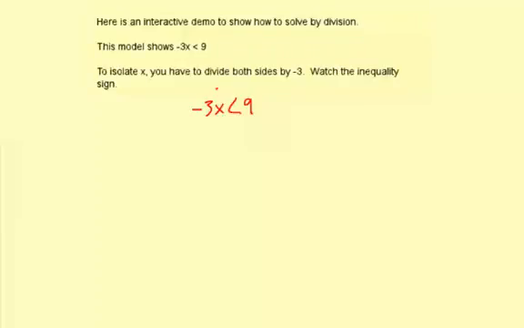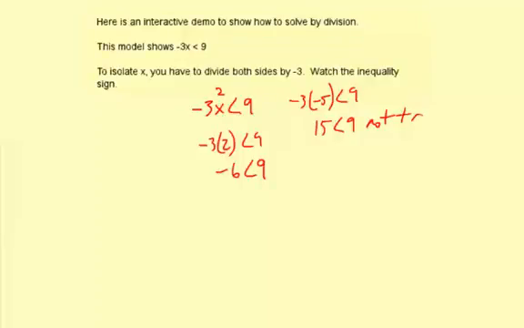How about 2? If you input a 2, you get negative 3 times 2 less than 9, and negative 3 times 2 is negative 6, which is less than 9. Okay, so that works. Let's try to pick a number that doesn't work. How about negative 5? So negative 3 times negative 5 less than 9. Negative 3 times negative 5 is positive 15, which less than 9 is not true. So the 2 works, and the negative 5 does not.